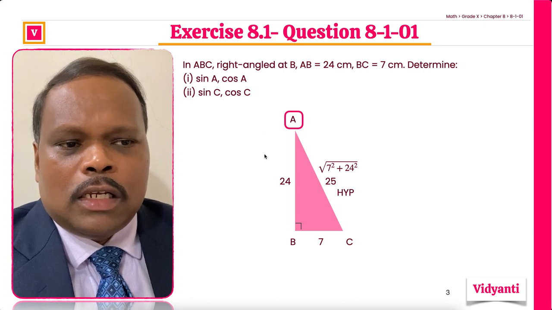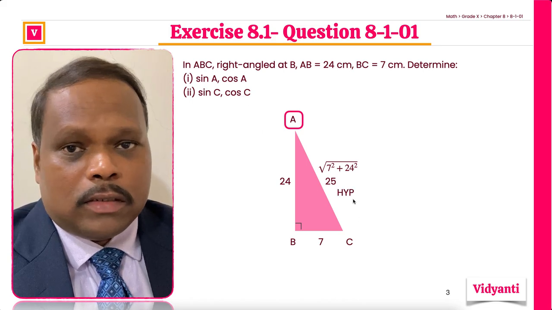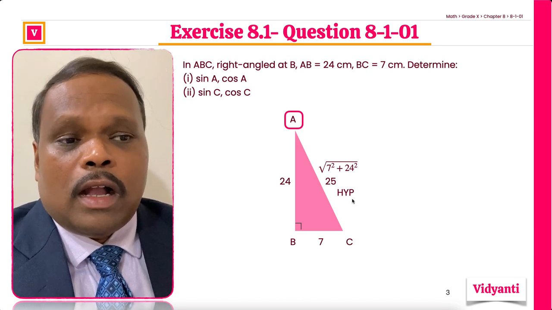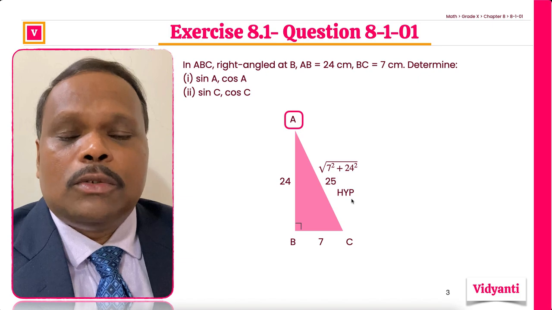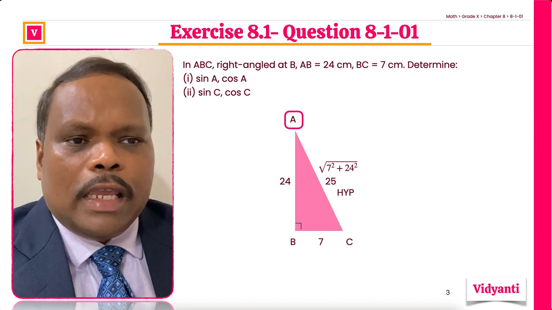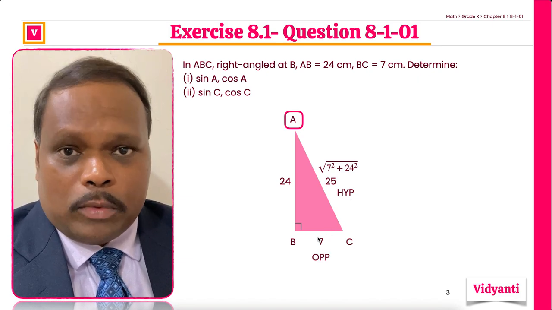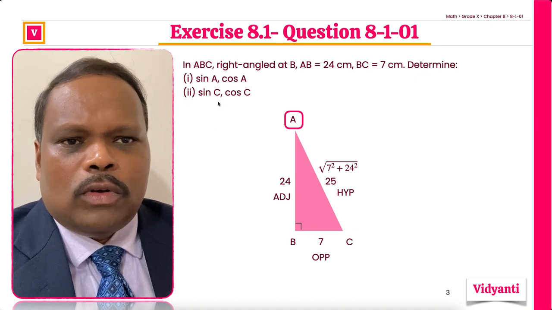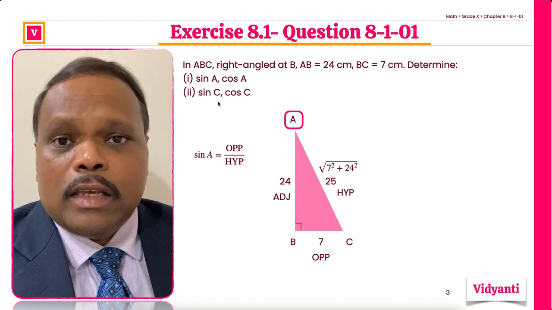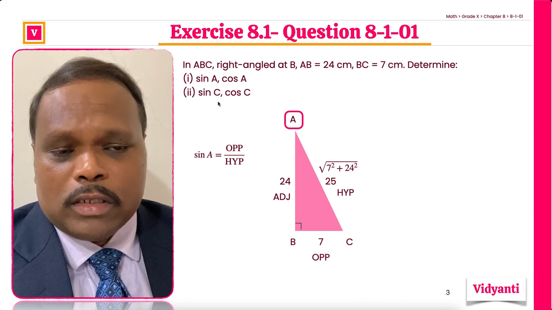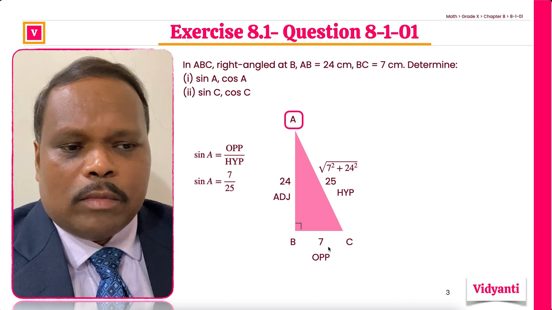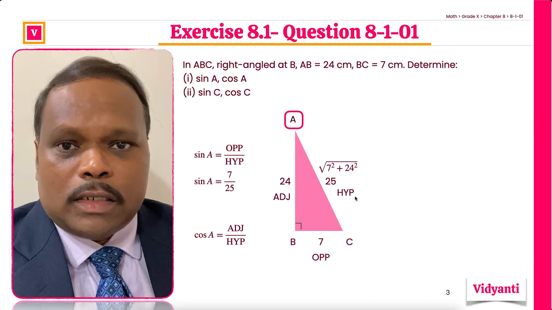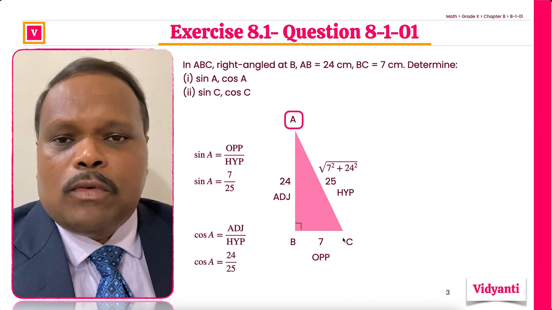For everybody, the hypotenuse is always the same, irrespective of the angle we are considering. Hypotenuse is always the longest side, opposite to the 90-degree angle. For A, BC will be opposite and AB will be adjacent. Sine A is defined as opposite over hypotenuse, so that will be 7 over 25, because opposite is 7 and hypotenuse is 25. Similarly, cosine A will be adjacent over hypotenuse, that will be 24 over 25.